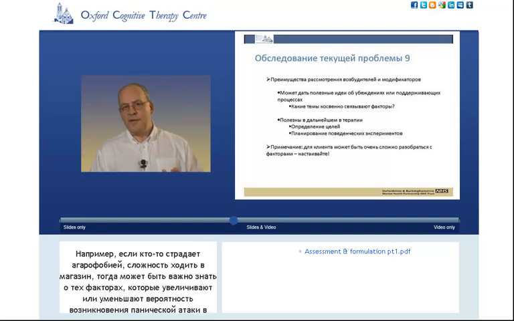So, for example, if I have somebody who's agoraphobic and has difficulty going to the supermarket, then it may be very helpful to know the factors that make it more or less likely that she will panic in the supermarket.